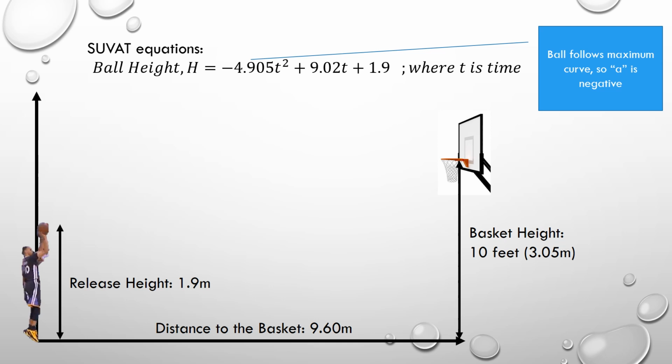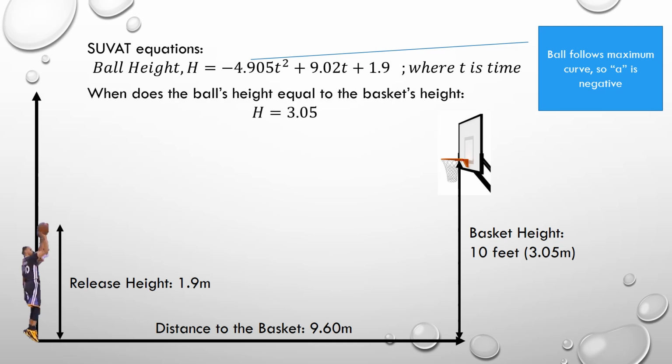So given that we have this equation that describes the ball's height at any particular point in time, what we want to do is figure out when does the ball's height equal the basket's height, because it can only enter the basket when the heights are the same. If it's too high, it'll hit the board. If it's too low, it'll fall to the ground.